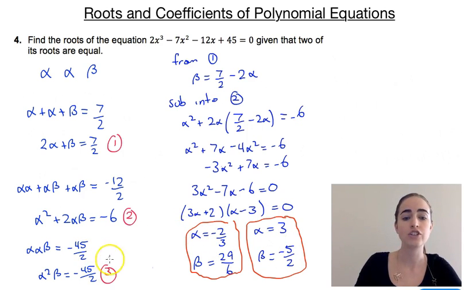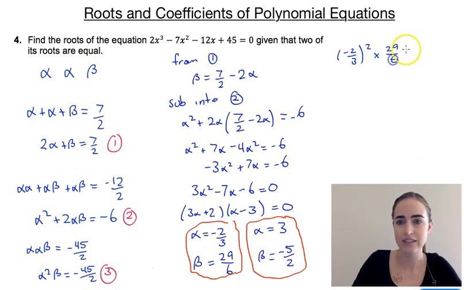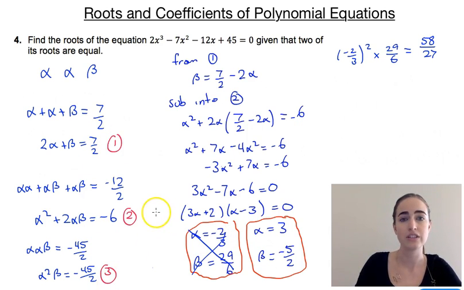So we're going to check each of those in equation 3. We check this one first. We'd need minus 2 over 3 squared times 29 over 6. If we put that in our calculators, we'll end up with 58 over 27. So that's not minus 45 over 2 that we were going for. So that means that this one here is not a solution because it doesn't satisfy all 3 of those equations.